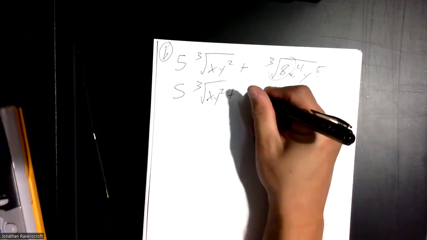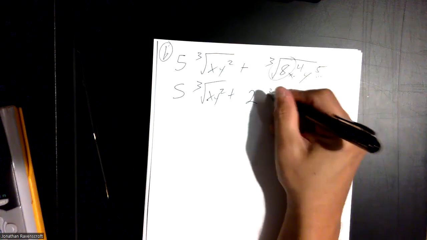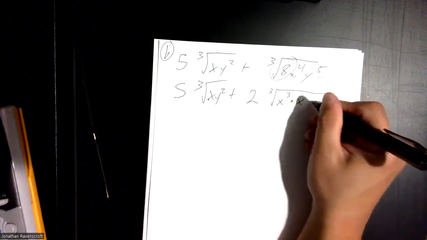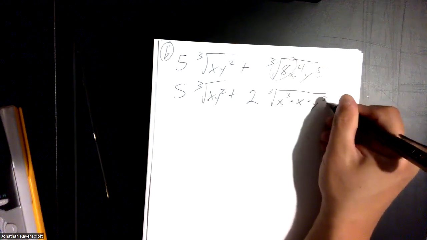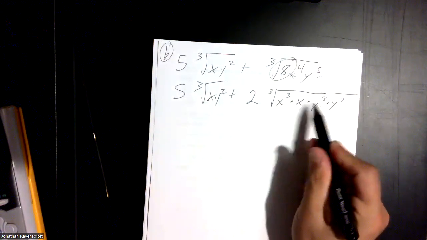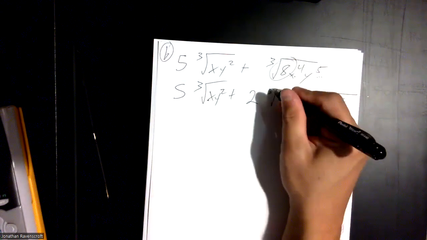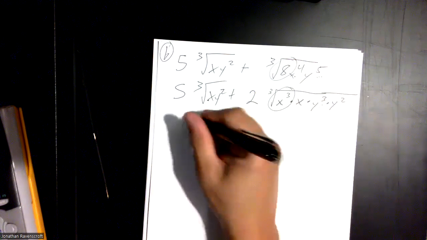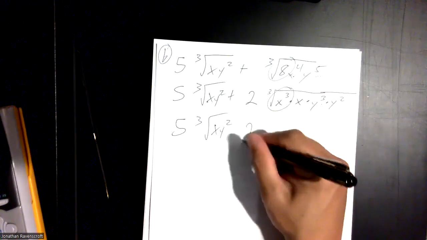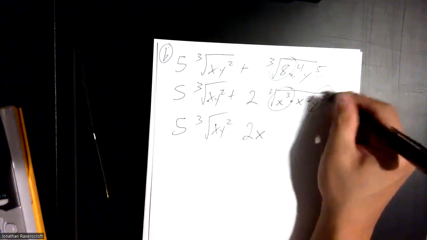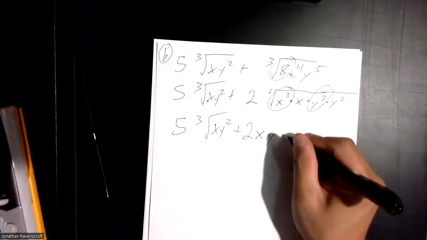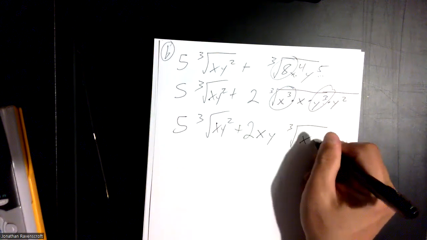Cube root of 8 we know is 2. Cube root of, let me write this as x cubed times x times y cubed times y squared. And the reason I wrote it that way is so I could get these 3's in there. The cube root of x cubed is simply x. So that's 2x. Cube root of y cubed is y. Everything else stays under, cube root of xy squared.